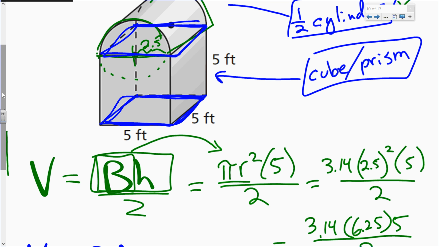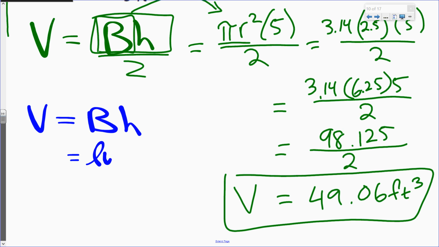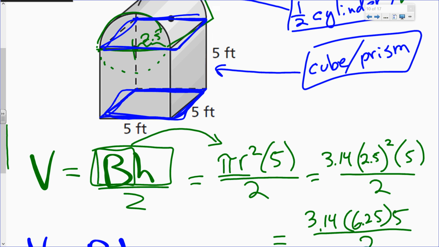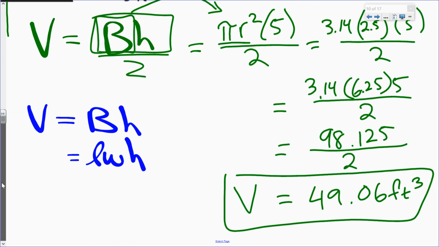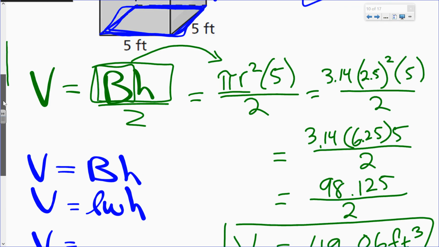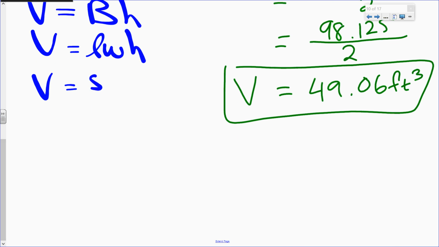Length times width. So look what I'm gonna do. I'll replace B with length times width. And then the height is the distance between both bases. The bases are the two rectangles in blue, the top and bottom. They're opposite ends. They're always the bases, opposite ends. So the distance between the opposite end faces is 5. That's your height. So here we go. The length times width of the bottom face is 5 times 5. The height is 5. Just multiplying a bunch of 5s now.